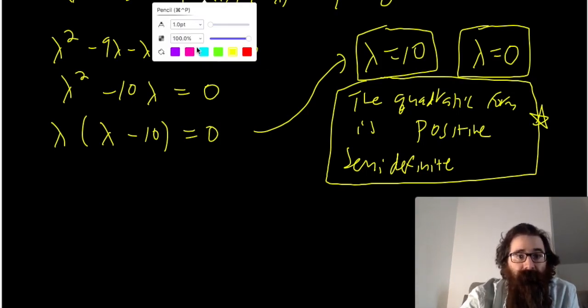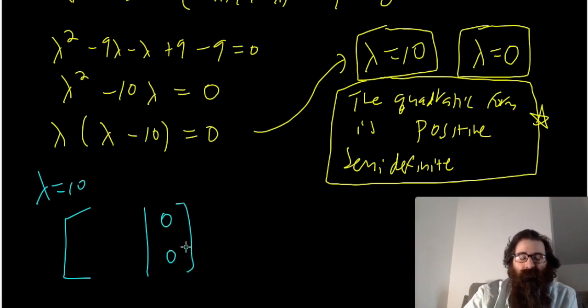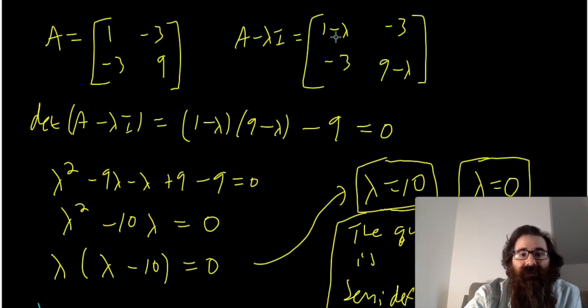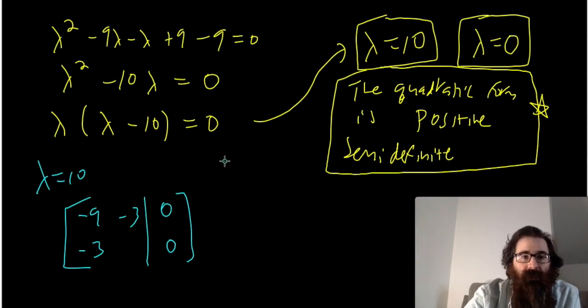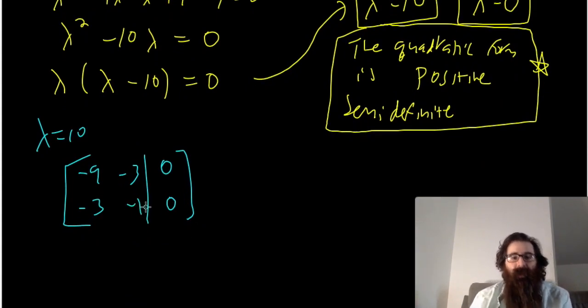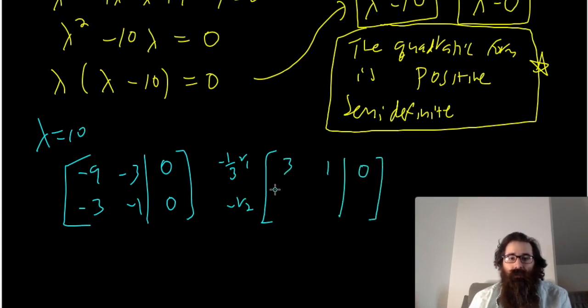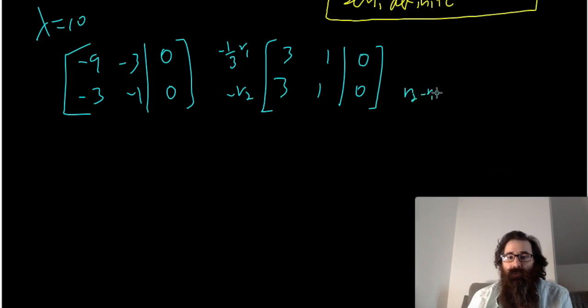Once we've classified it, it's time for some eigenvectors. Let's start with lambda equals 10. I should say unit eigenvectors. That's what we're here for. You know what we're doing. When lambda is 10, plug it in. 1 minus 10 gives me negative 9, and then negative 3, and then negative 3. Remember, we got symmetric matrices that we're working with. And then 9 minus 10 gives me negative 1. And hey, I can scale these rows. I'm going to do a negative 1/3 row 1 and a negative row 2. I don't like fractions. And both of these rows are going to become 3, 1, augmented with 0. So they're identical now, which means that I can eliminate row 2, replacing with row 2 minus row 1.